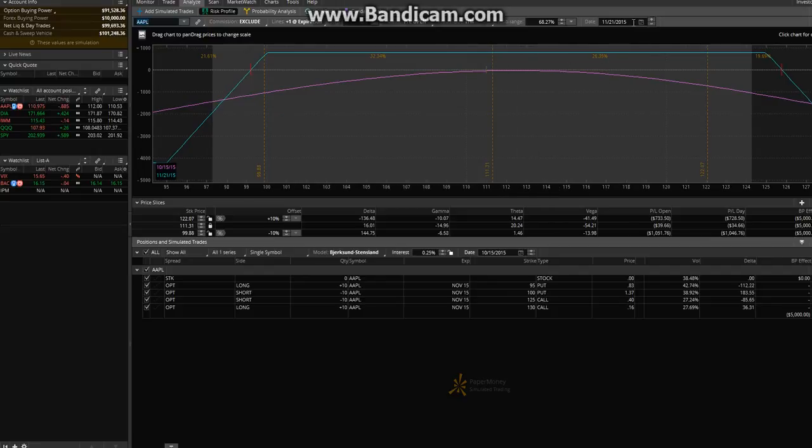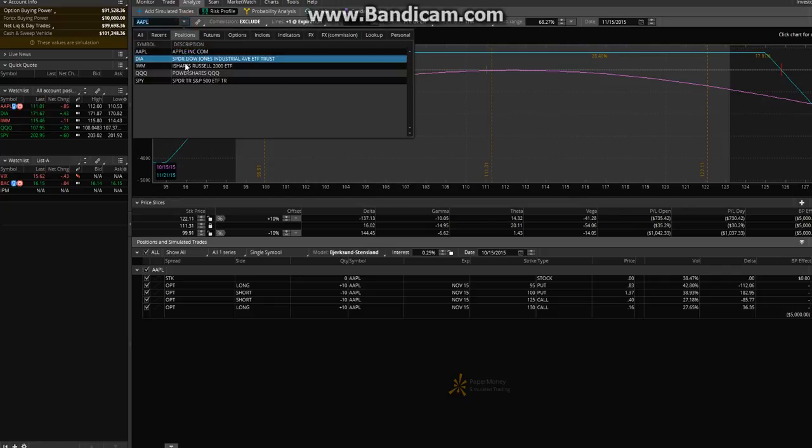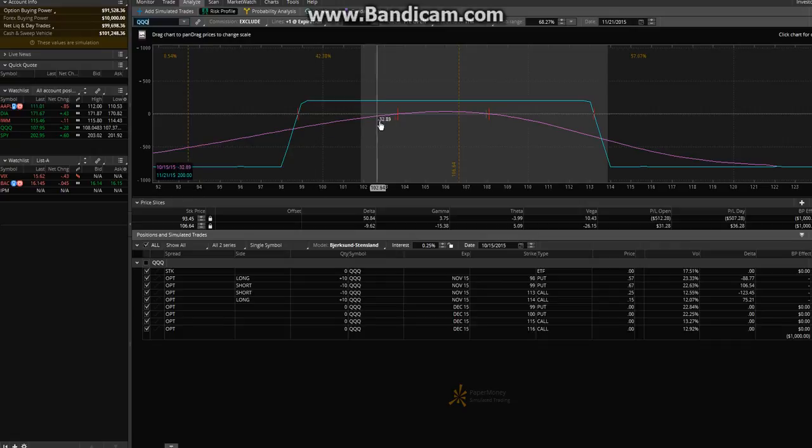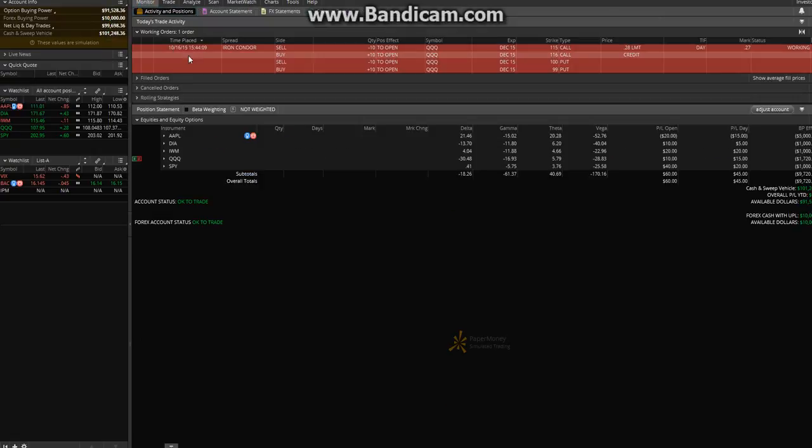And these expire the 15th. So my Iron Condor captures probability pretty good on that one. So now it's just a waiting game, and that order still hasn't sent.